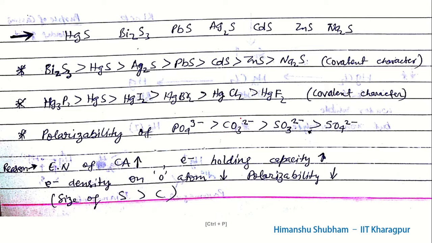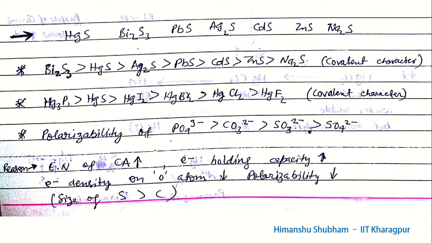And one thing I would like to mention is the polarizability order. We have the polarizability order here and the reason is also given. The polarizability order of PO4 3- is maximum, followed by CO3 2-, followed by SO3 2-, and finally SO4 2-. The reasoning is that as the electronegativity of the central atom is increasing, the electron holding capacity of the central atom is also increasing. That means the electrons from the oxygen atom will be pulled towards the central atom. That means the electron density on the oxygen atom would be less, and so the polarizability of the overall compound would be less.